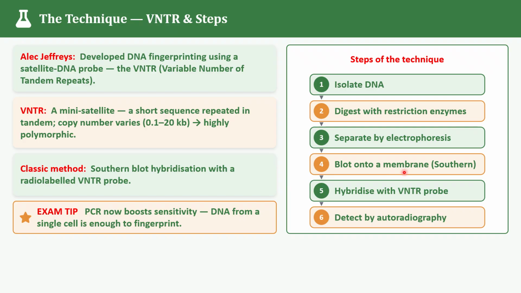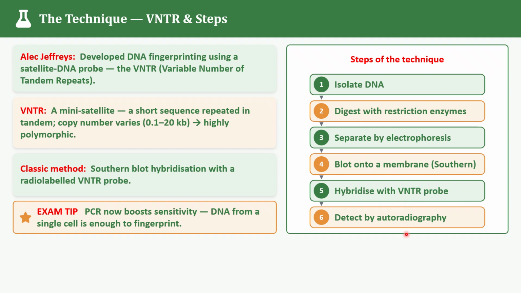Next technique is the hybridization. So the DNA fragments on the membrane are treated with a labeled VNTR probe. The probe binds to its complementary DNA sequence. What happens here? We have given the probe over here, that is a VNTR. It goes and binds to its complementary DNA sequence, and this process is called hybridization.